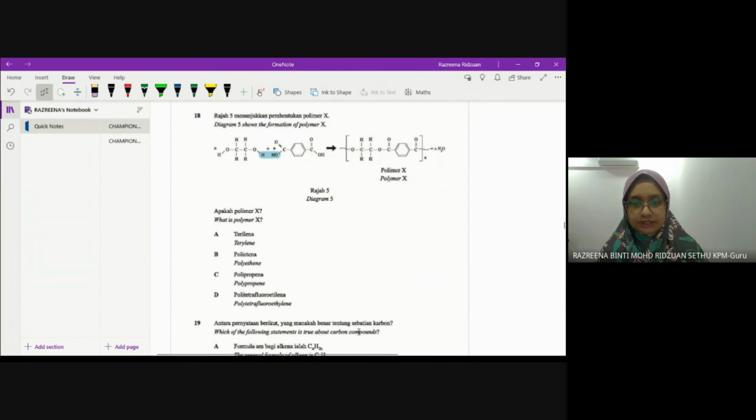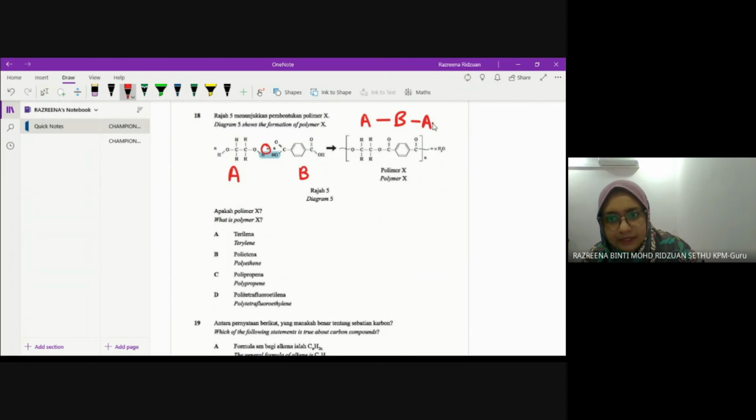Question 18. Diagram shows the formation of a polymer X. So you can see here, this is one monomer, and the second one plus here, this is another monomer. It doesn't look the same. It's two different monomers. Two different monomers joined to become a polymer. So it goes like AB, AB, and so on. So this is a condensation polymerization.